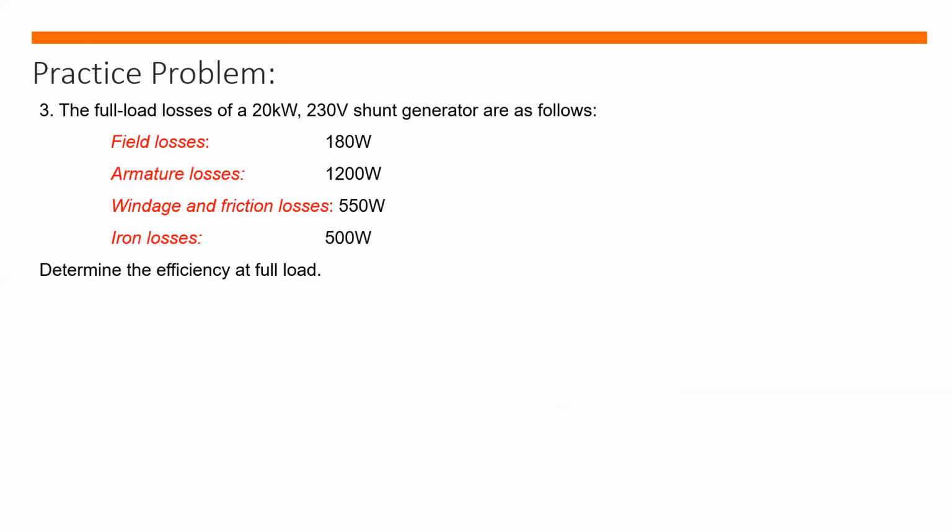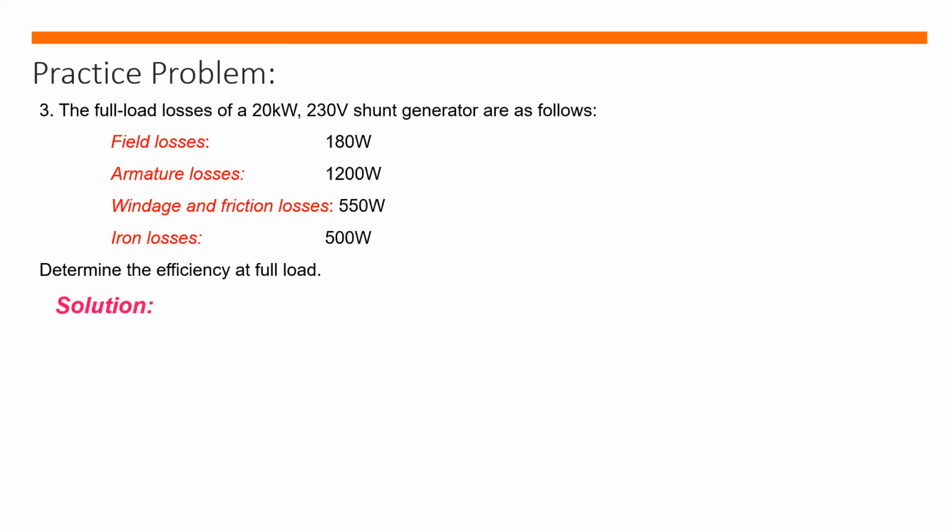Practice problem number 3. The full load losses of a 20 kilowatts 230 volt shunt generator are as follows. Field losses, 180 watts. Armature losses, 1,200 watts. Windage and friction losses, that is 550 watts. Iron losses is equals to 500 watts. Determine the efficiency at full load.